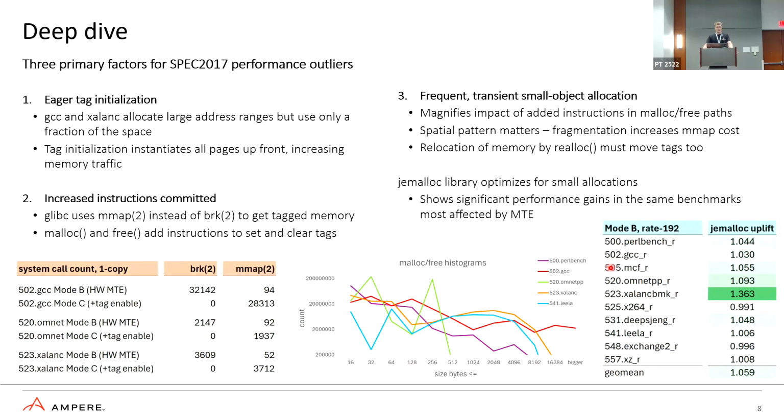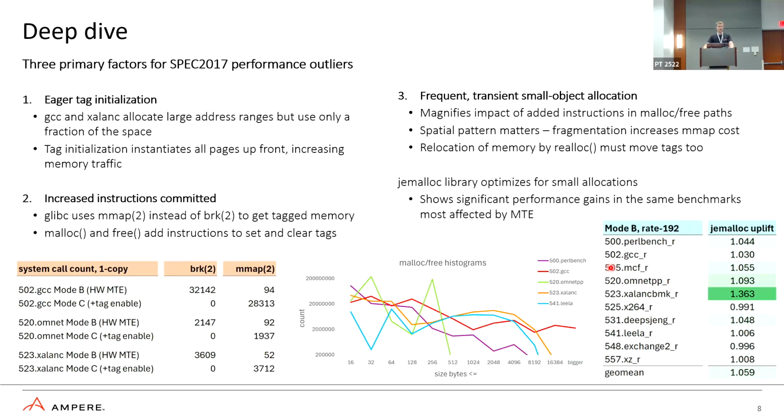And finally, the applications that do lots of very small, short-lived allocations are the ones that see the biggest impact. Of course, if you're just calling malloc and free a lot, that's going to magnify the impact of extra instructions on those paths. But the spatial pattern of allocations matters too. Perl does lots of small allocations, but it tends to free things in the same order they were allocated. Whereas GCC is building a big tree structure and its allocations are all over the place and they're freed out of order and so forth, resulting in a fragmented memory map, which then increases the cost of later mmap calls because it has to find a suitable block of unused virtual address space from a large fragmented map.